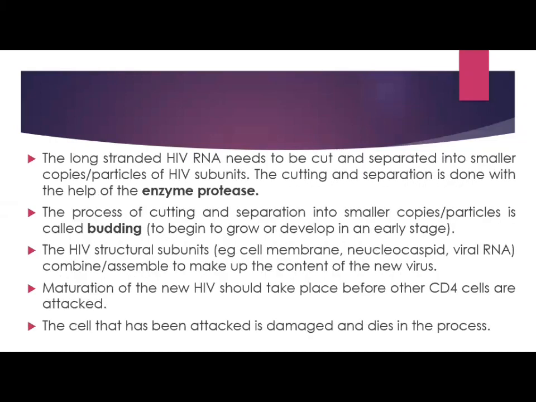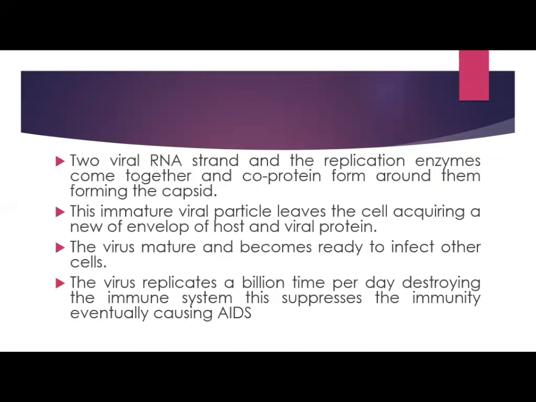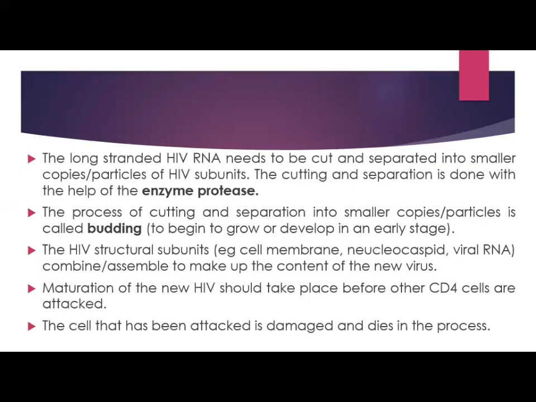And then from there, this long-stranded RNA will need to be cut and separated into smaller copies or particles of HIV subunits. So this long strand that is produced, once it comes out and goes into the ribosome and is converted, will need to be cut and separated into smaller copies of HIV subunits.